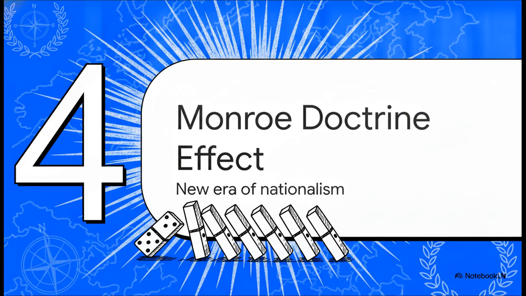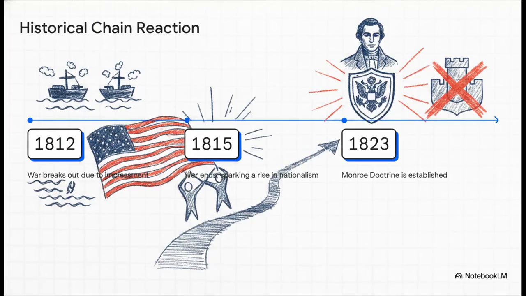Now for Section 4, the Monroe Doctrine effect, a new era of nationalism. But hey, the chain reaction certainly didn't stop just because a conflict broke out. Actually, the end of the war knocked over an entirely new set of historical dominoes. The momentum here is just undeniable. Think about it. In 1812, the war begins. But by 1815, it ends. In America, having stood toe-to-toe with the mighty British Empire and actually survived, experiences this massive surge in nationalism.